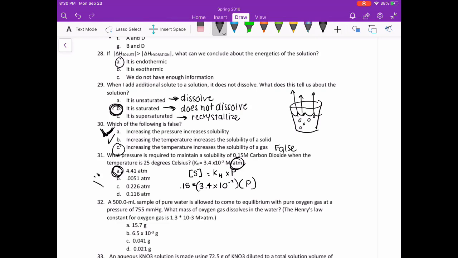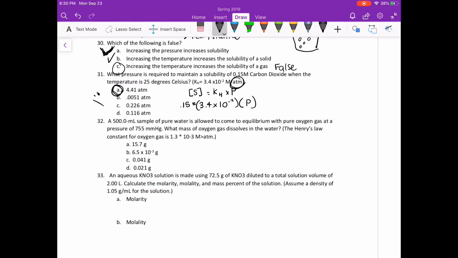So moving on, 32 says a 500 milliliter sample of pure water is allowed to come to equilibrium with pure oxygen gas at a pressure of 755 millimeters mercury. What mass of oxygen gas dissolves in the water? The Henry's law constant for the oxygen gas is 1.3 times 10 to the negative 3 moles per ATM.